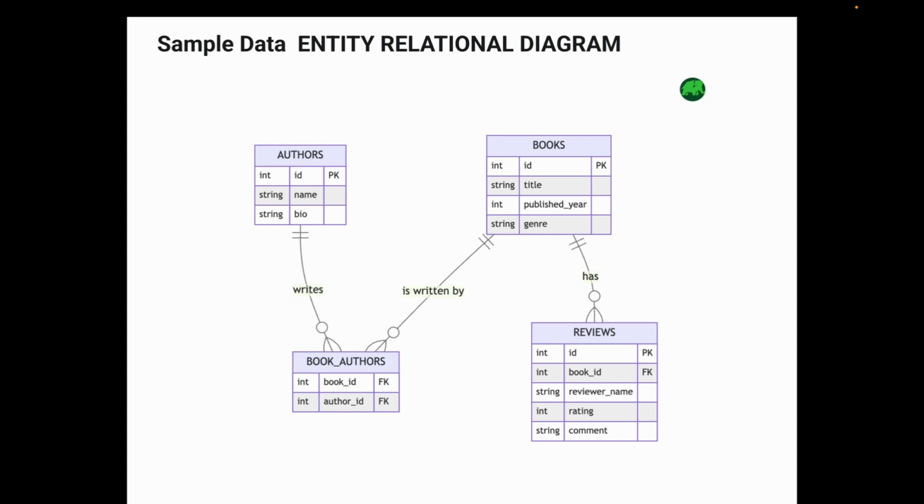Why is this ERD important? Well, if you are building an online bookstore, a library system, or even a book review platform like Goodreads, this model helps structure your data efficiently. It ensures that books can have multiple authors and readers can leave reviews without redundancy.